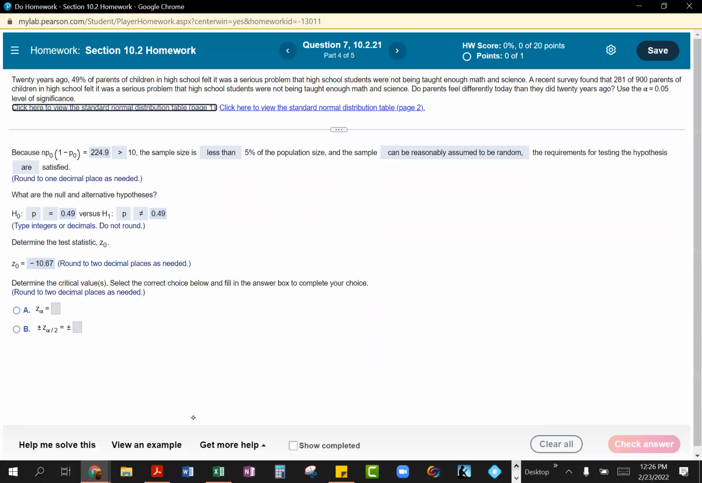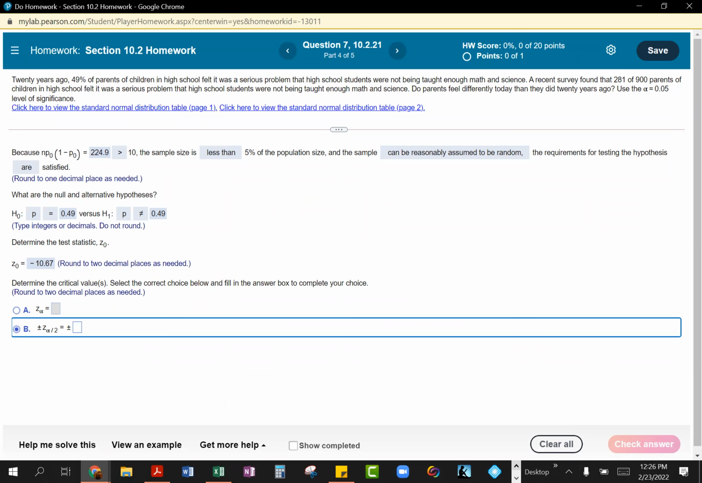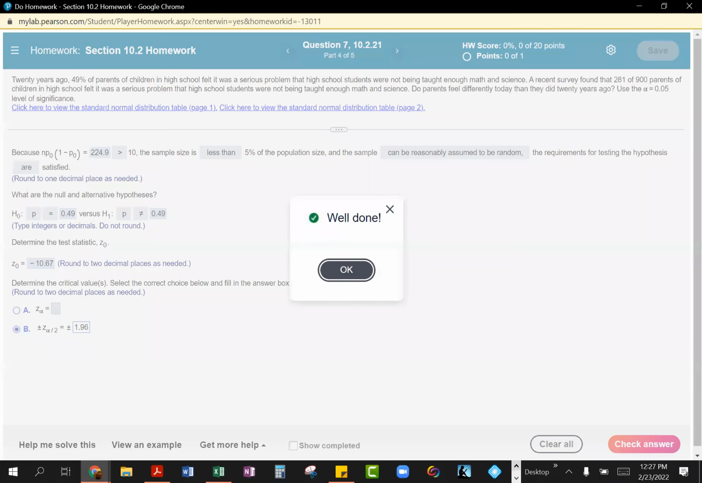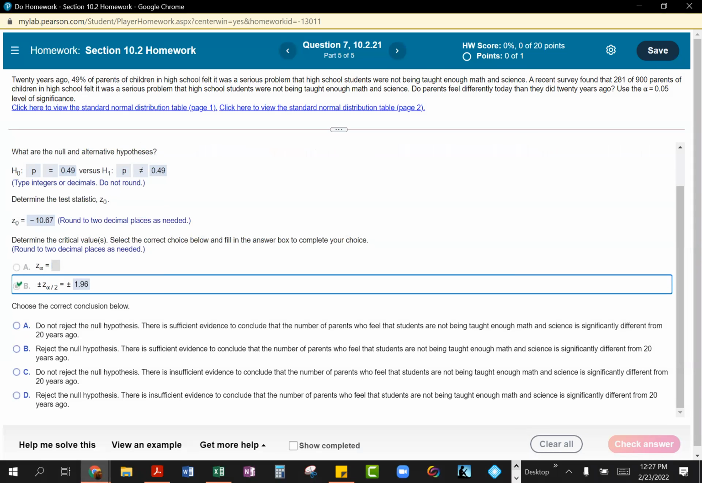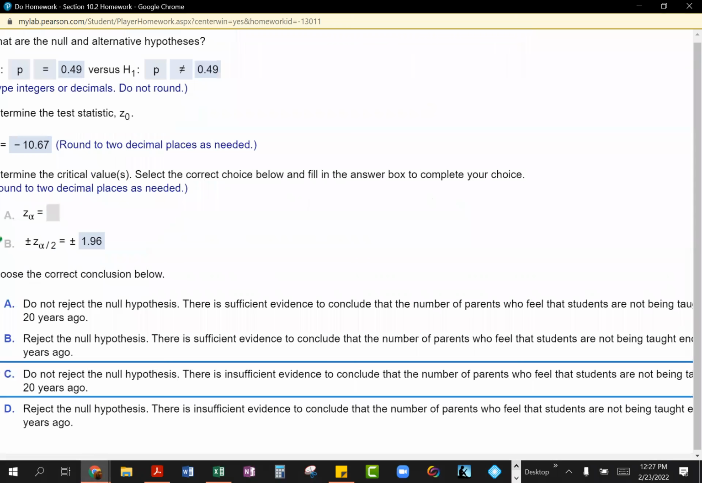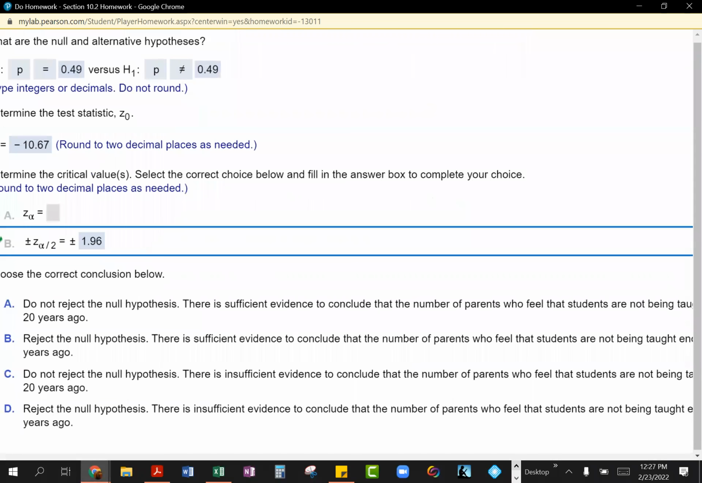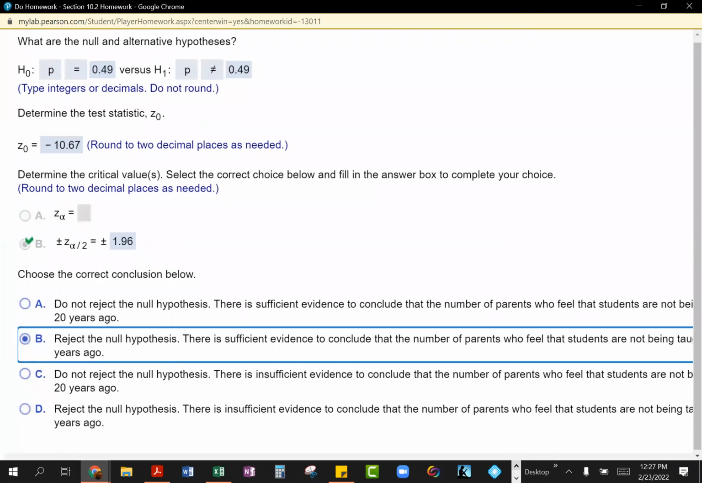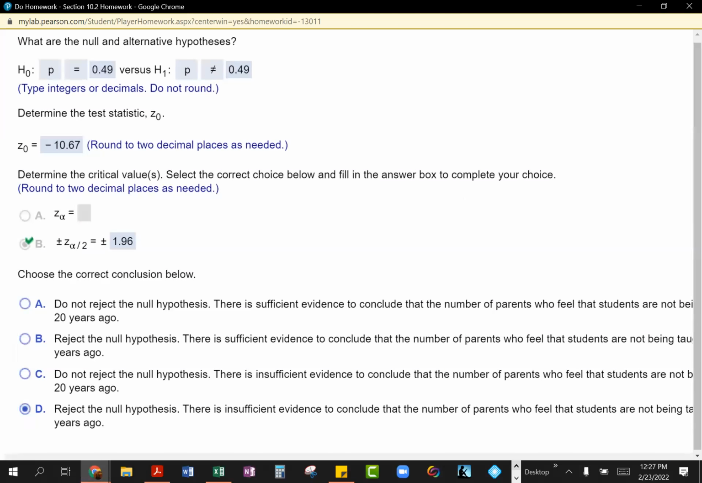So let's go ahead and clear this out. This came out to be 1.96. And remember, you do go with the positive negative option on this. And since we recognize that we will need to reject our null hypothesis, now it comes down to which option you are choosing. Is it going to be option B? Is it going to be option D?